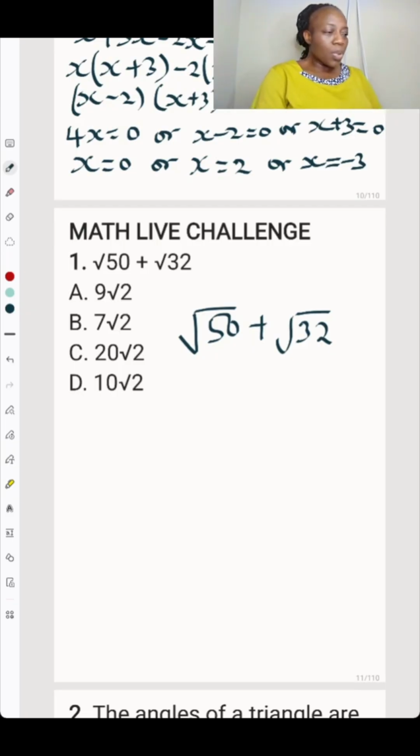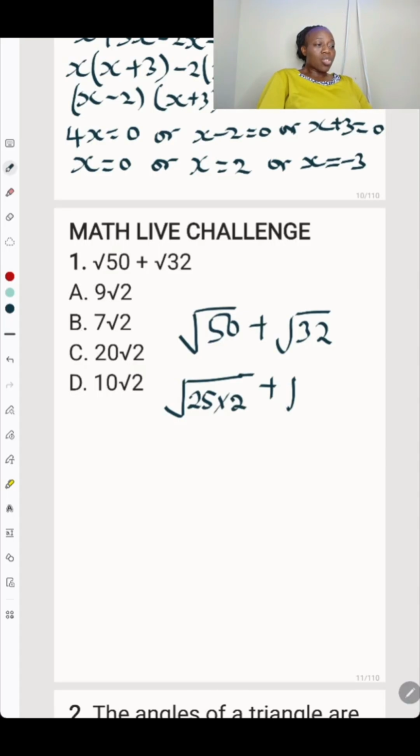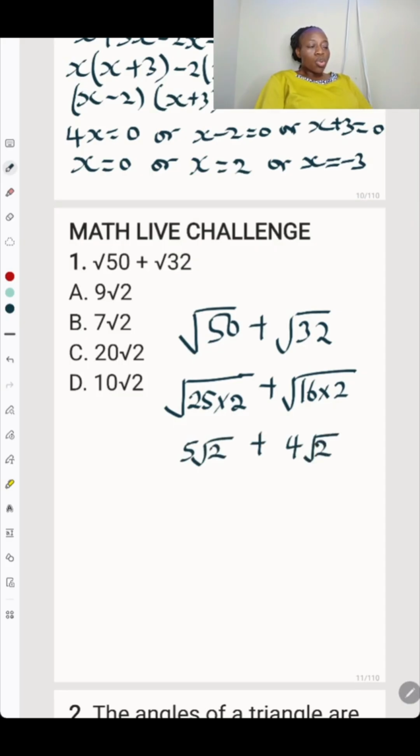So we can say this is going to be 25 multiplied by 2. Then 32 is what? 16 multiplied by 2. So root 25 is going to be 5 root 2, plus 4 root 2. Now that they both have radical 2, they are alike, right? We can add our 4 and 5. That will make it 9 root 2. And our answer will be A.